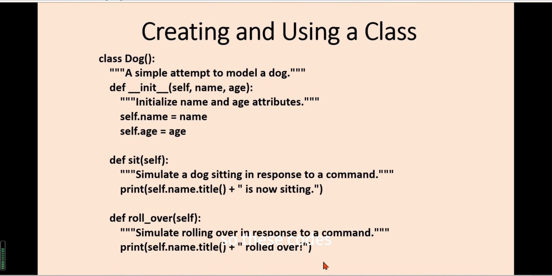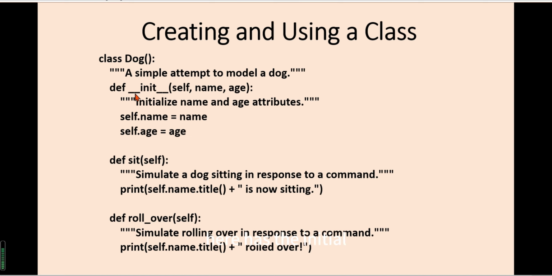So this code is the creation of a class called Dog. There is no parameter inside the parentheses because we make this class from scratch. Inside the class, it is similar to a function, but not the same. Inside a class we have all functions, actually.